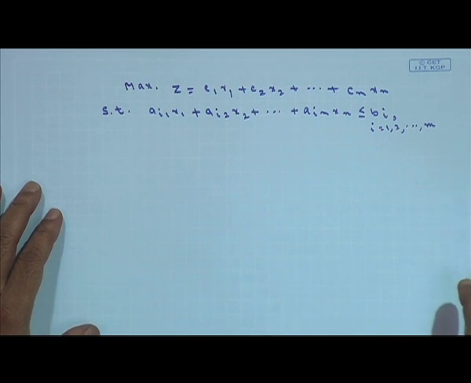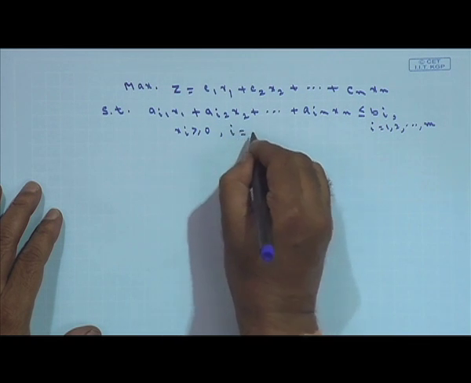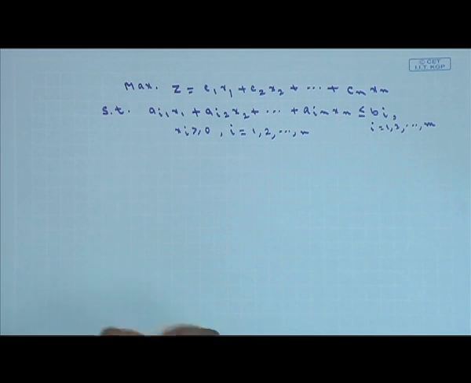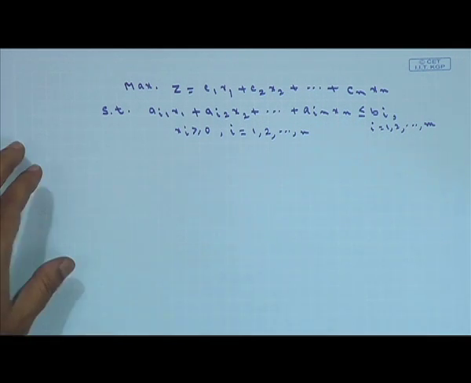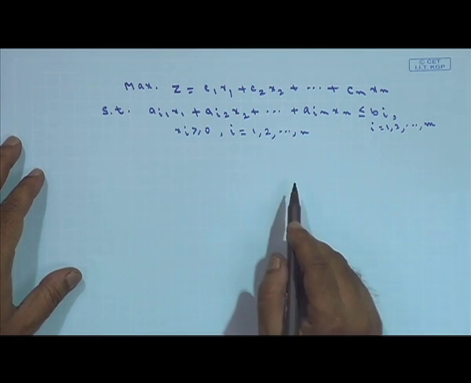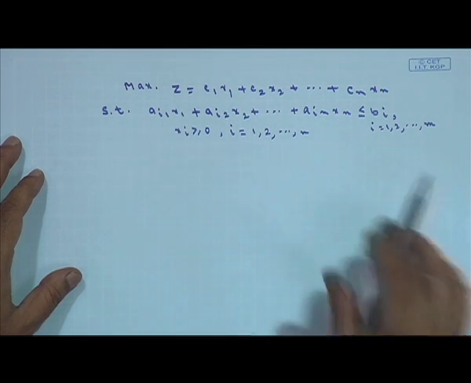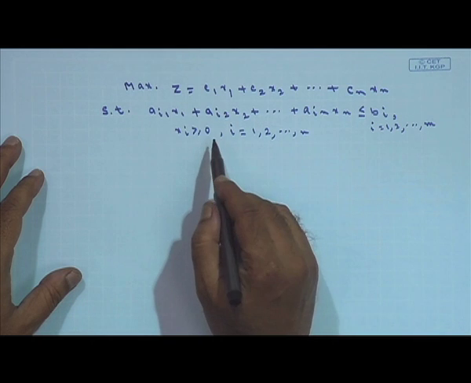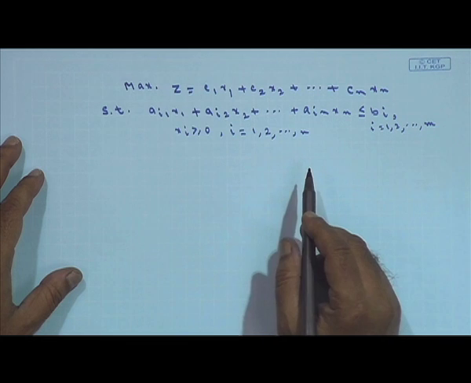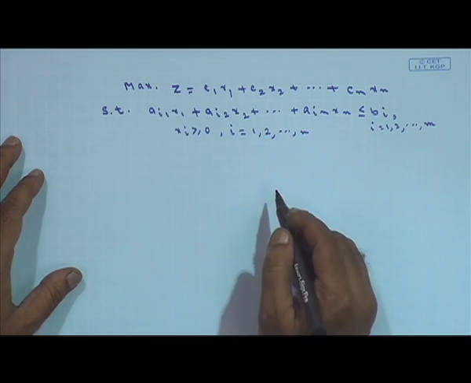i lies from 1 to m and xi greater than equals 0, where i equals 1 to n. So, x1, x2, ..., xn are known as the primal variables, and this z we call the primal objective function.